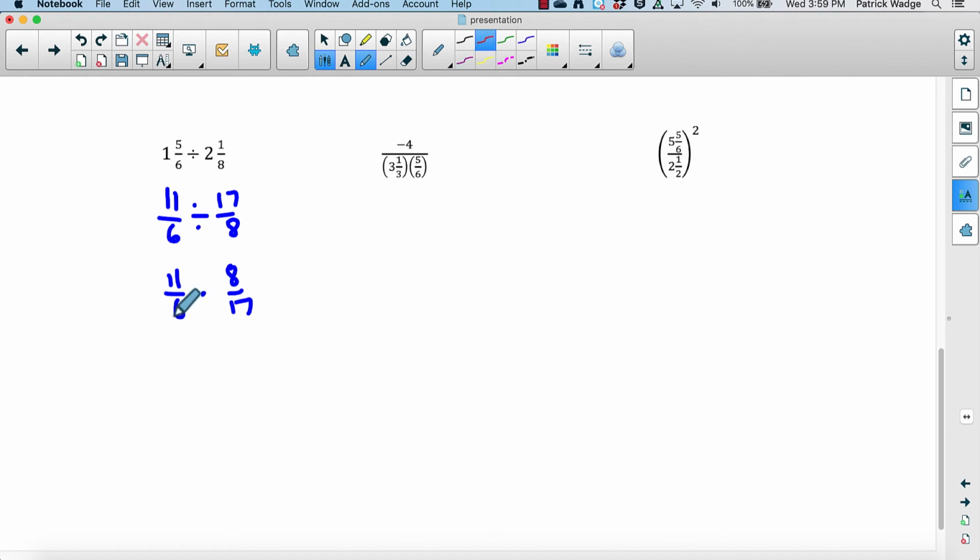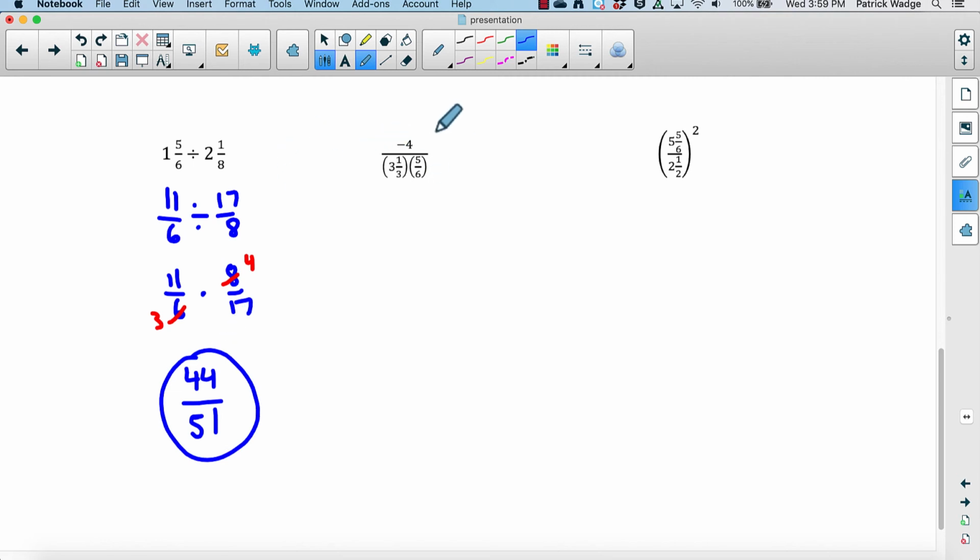Ready for ninja slicing. The 6 and the 8 can both be divided by 2. You get 4 here, you get 3 here, and that's it, I'm afraid. You got some hard ones here. 11 times 4, well, that's not bad. That's 44. 3 times 17, not quite so easy. It's 51. And you're done.